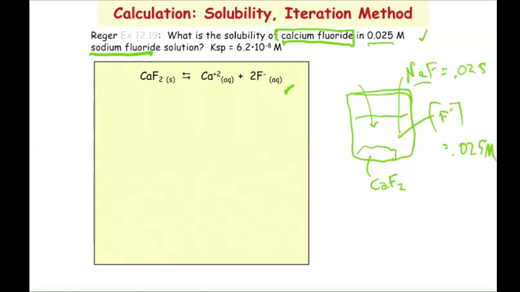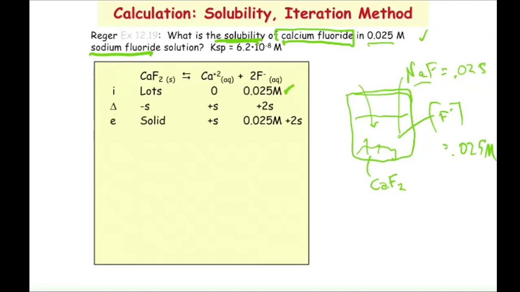And so what happens is that some of the calcium fluoride will dissolve, a little bit of it will dissolve, and the question is, how much of it dissolves? That's what this question is. What is the solubility of the calcium fluoride when you have a common ion, fluoride ion, in that solution via sodium fluoride? So again, we solved this problem. We have this, but now pay attention. You have 2s here. Why? Because of that stoichiometry right there.